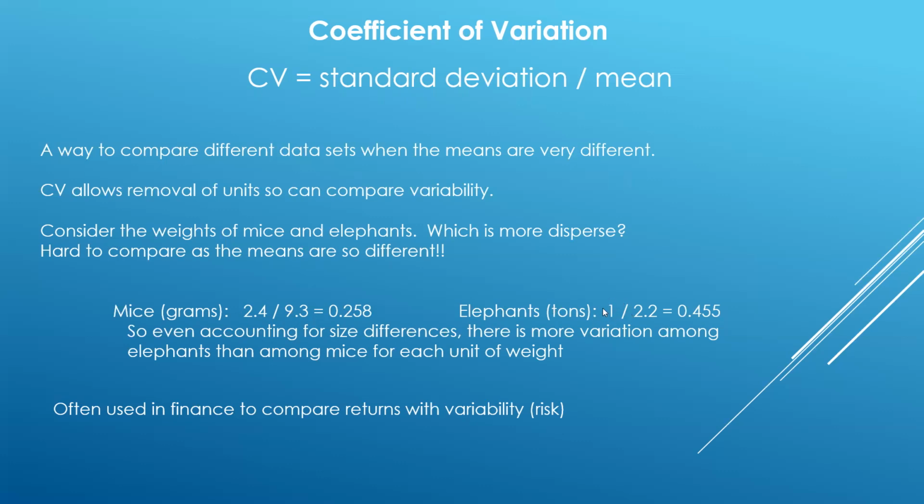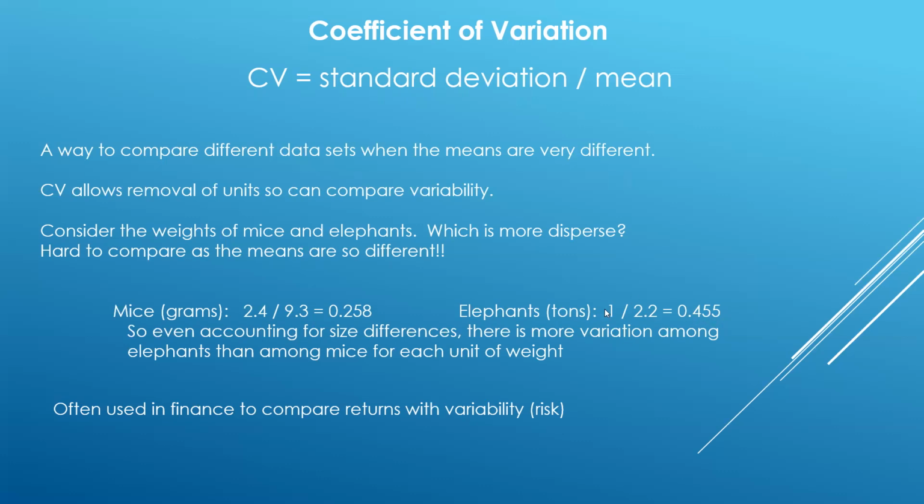If we were in pounds, then 100 and something would be divided by 2,000 and something, because that's how much it weighs, and you get rid of that scale. In this case, they're telling us the standard deviation of mice was 2.4 grams and the standard deviation for elephants was 1 ton. But if we divide by the average weight of mice and the average weight of elephants, we get a coefficient of variation of 0.258 for mice and 0.455 for elephants. That means your standard deviation is about 25 to 26% of the mean for mice, and 45% of the mean for elephants.